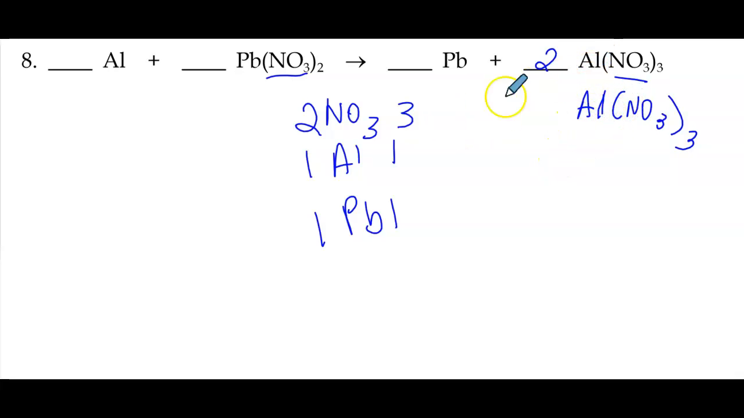So that's the same thing as saying I have 2 aluminums, right? And I have 3 plus 3, 6 nitrate groups. Okay, all right, so I'm going to fix the nitrates on this side. That was the one we were working on. I had to get them both to a 6.